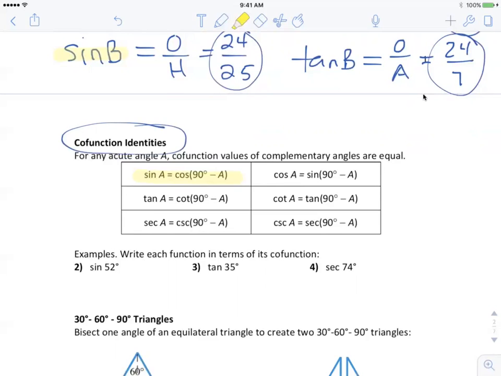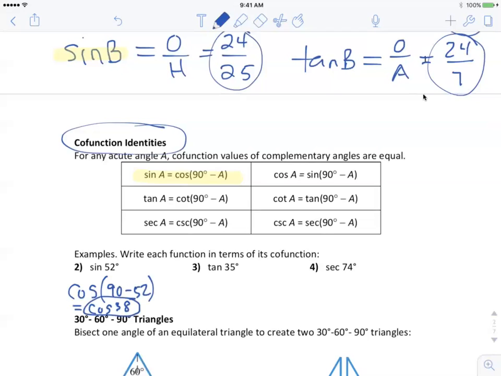Okay, so if you have a problem like this where you have number 2, the sine of 52 degrees, write it in terms of its cofunction. The cofunction for sine is cosine. Cosine. And then what you're really finding here is the complement, right? Cosine of 90 minus 52, right? Which equals the cosine of 38. That would be how I would write the function in terms of its cofunction.